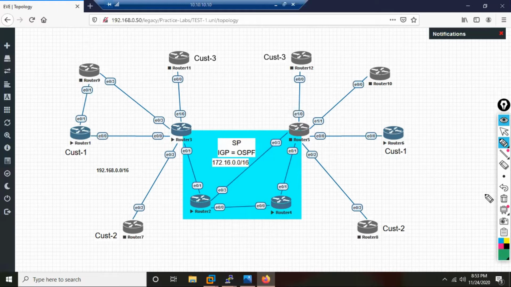Some of the students are still writing to me, sir, can you share this file? I think, what is so great in this sharing? This is only a 5-10 router topology. How much time does it take? In EVE or in GNS3, it is just drag and drop 10 devices and connect them. Setting up the topology should not take you more than 10 minutes. That is a 10-minute job.